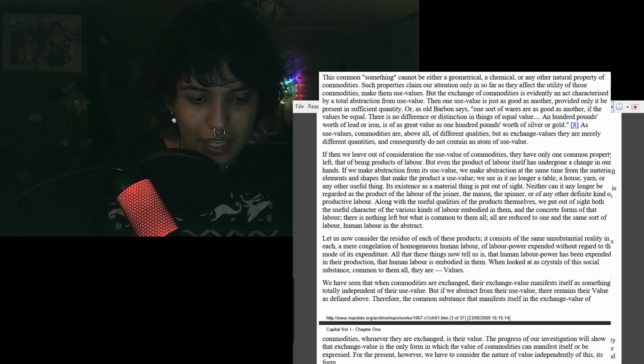We have seen that when commodities are exchanged, their exchange value manifests itself as something totally independent of their use value.